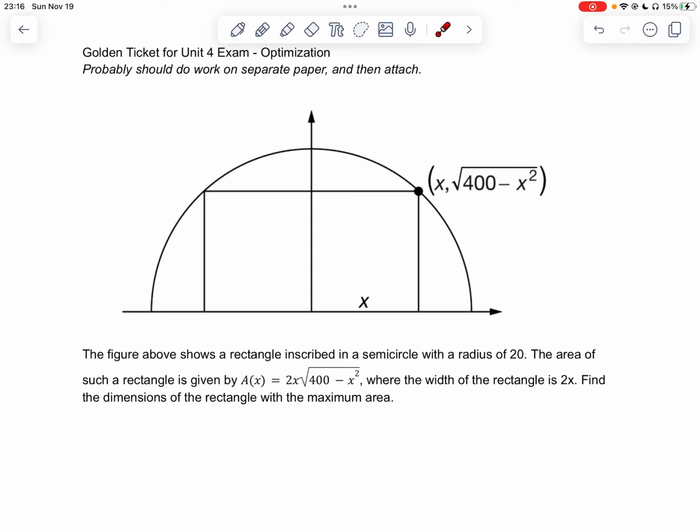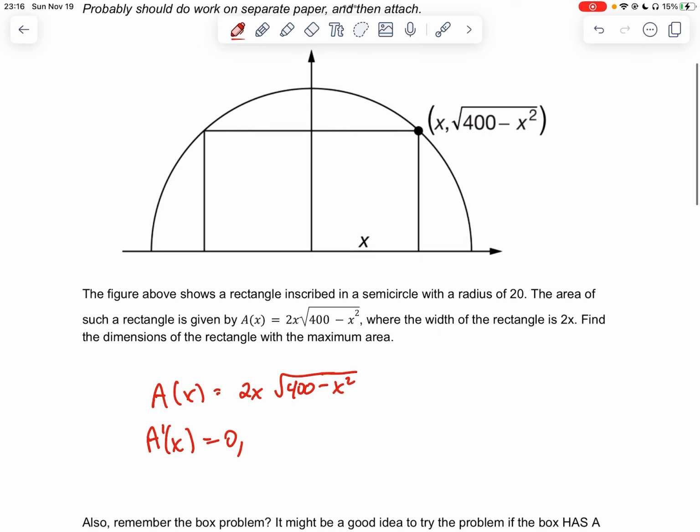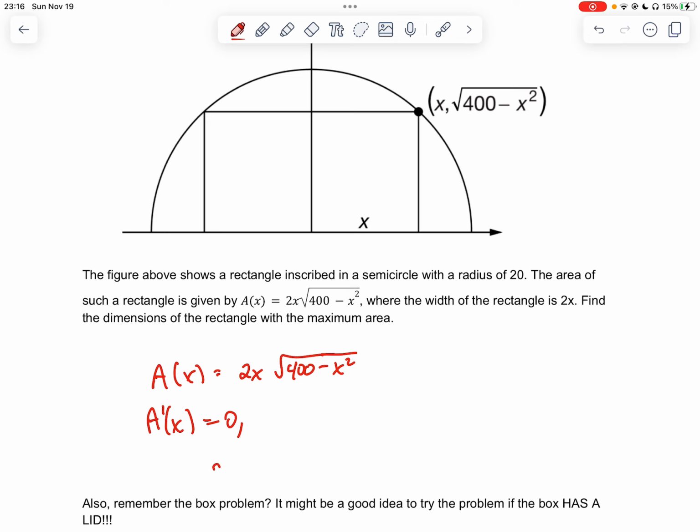So find the dimensions of the rectangle with maximum area. What they're asking us to do is take this equation, A of x equals 2x times root 400 minus x squared, and find the maximum area. Now generally for us, we take the derivative, set it equal to 0, and solve for x. And we want A prime of x to change from positive to negative.